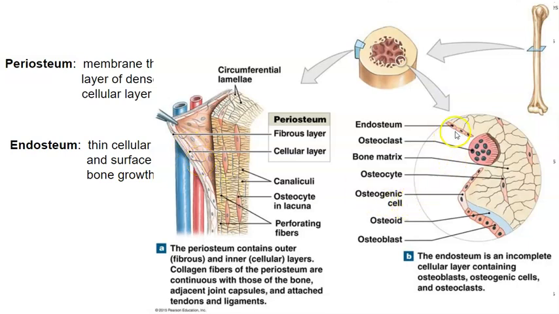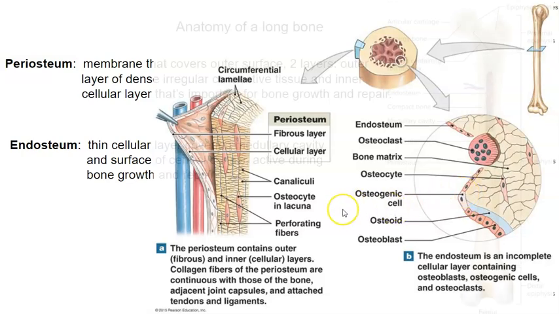And the endosteum is an incomplete type of epithelium. We have multiple cells, which we'll learn about tomorrow, but we have osteoblasts and we have osteoclasts and also these osteogenic cells, which are kind of like stem cells.